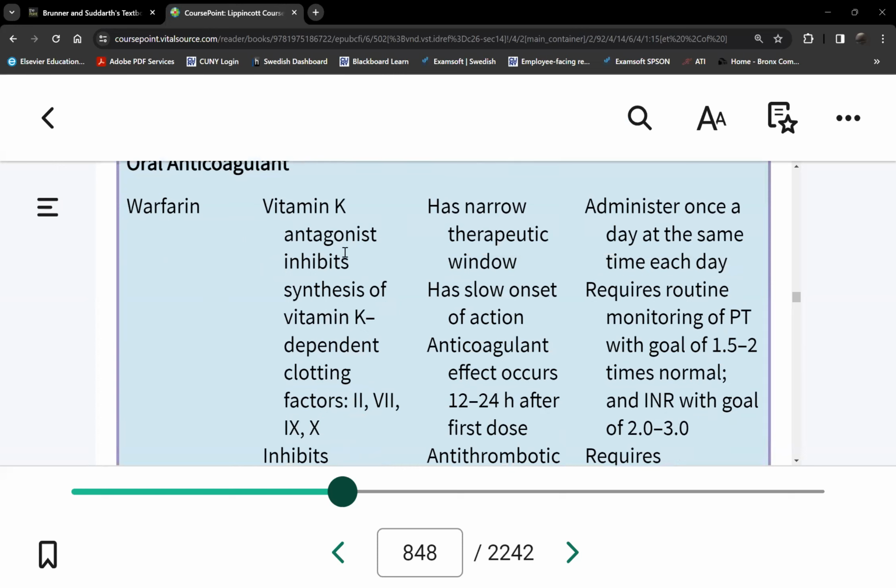Now, the problem with this drug is it will not work right away because when you take it today, it will only affect future clotting factor formation. Meaning, if I take it today I will stop making factors 2, 7, 9, and 10. However, do I already have these clotting factors in the plasma? Yes, they were made before I took the warfarin. They were made a few days ago. They were made last week.